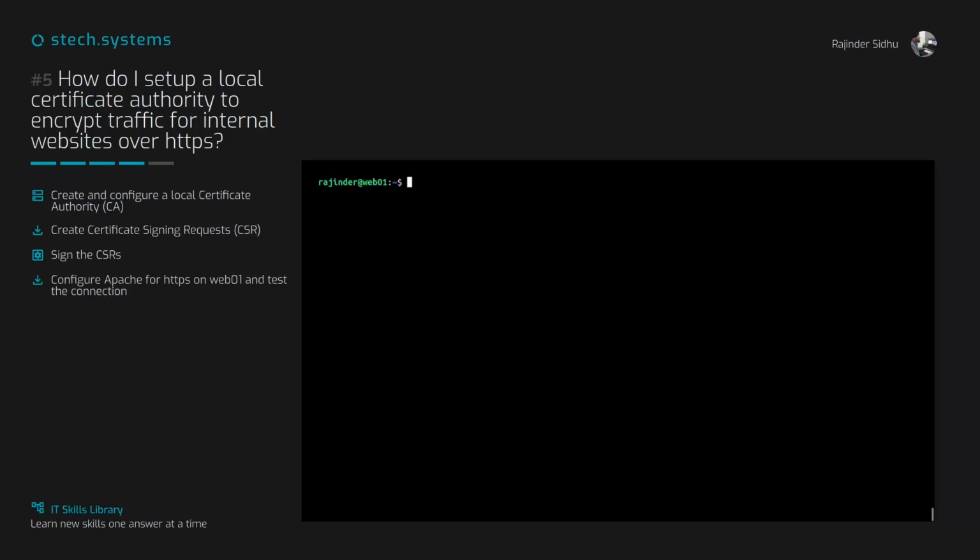To configure Apache to use HTTPS instead of HTTP, we need to copy the private key and the issued certificate for Web01 from the CA server. We then need to configure Apache to use HTTPS, enable SSL, and restart the Apache web service. Let's create the directory for the certificates first. I'm going to call the directory certs.